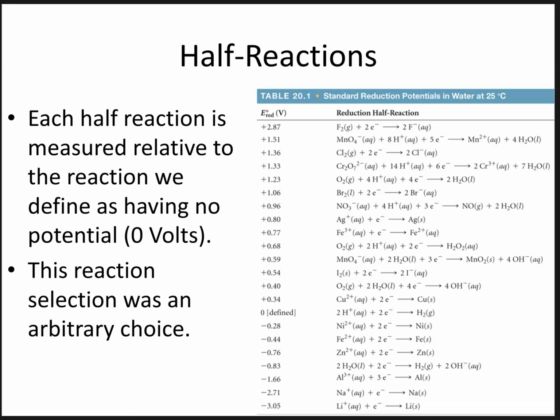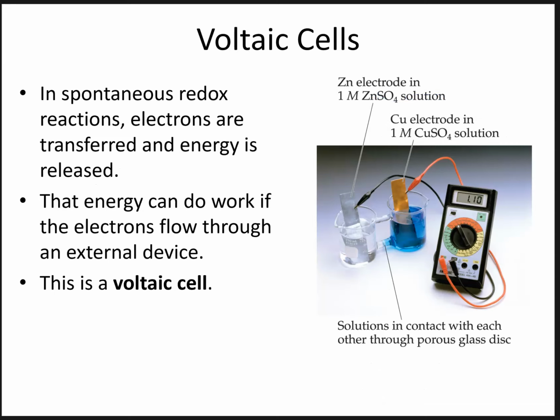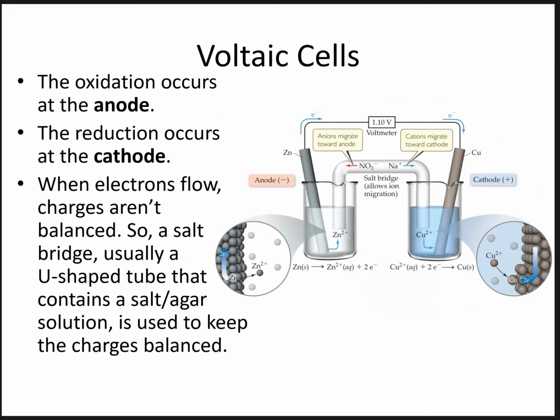So what we can do is begin to separate out our oxidation and reduction reactions and form what's known as a voltaic cell. A voltaic cell involves a spontaneous redox reaction in which electrons are transferred from one material to another using a wire. And this wire, as you can see in the voltmeter here, involves electrons going from zinc all the way over to copper.